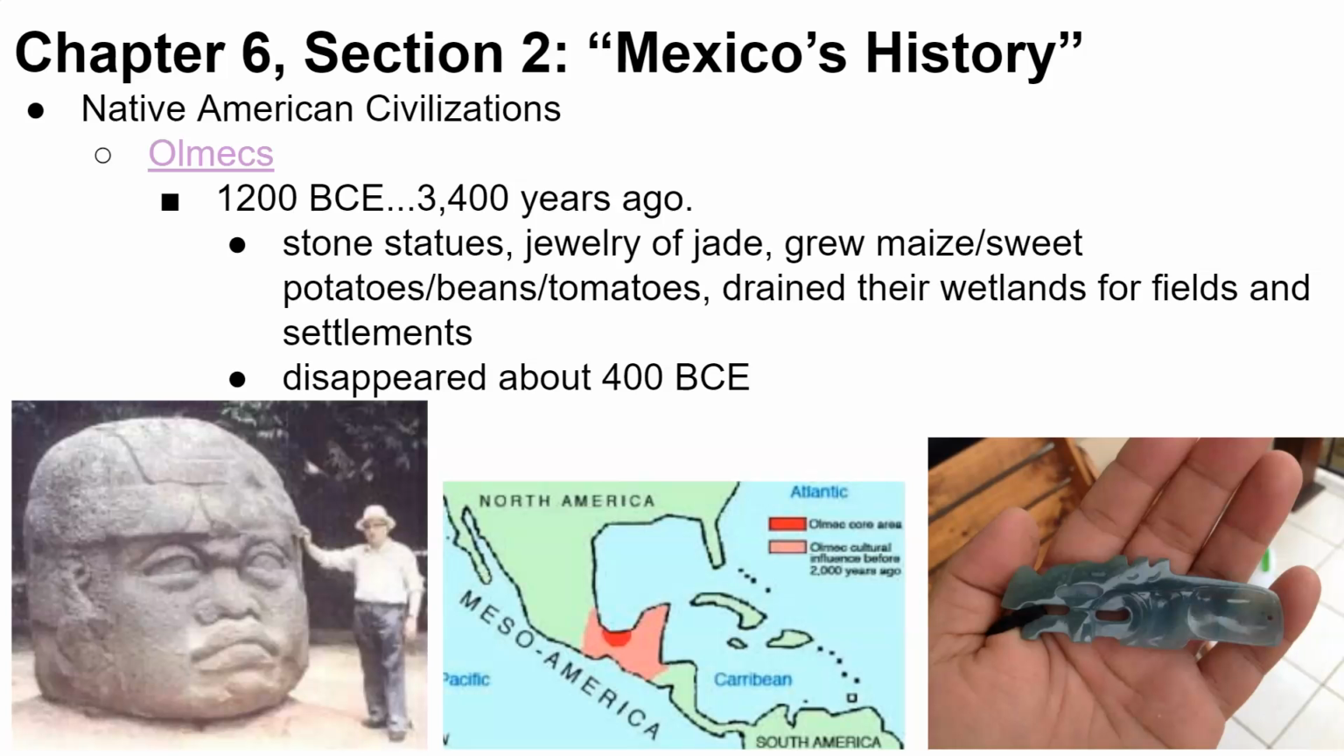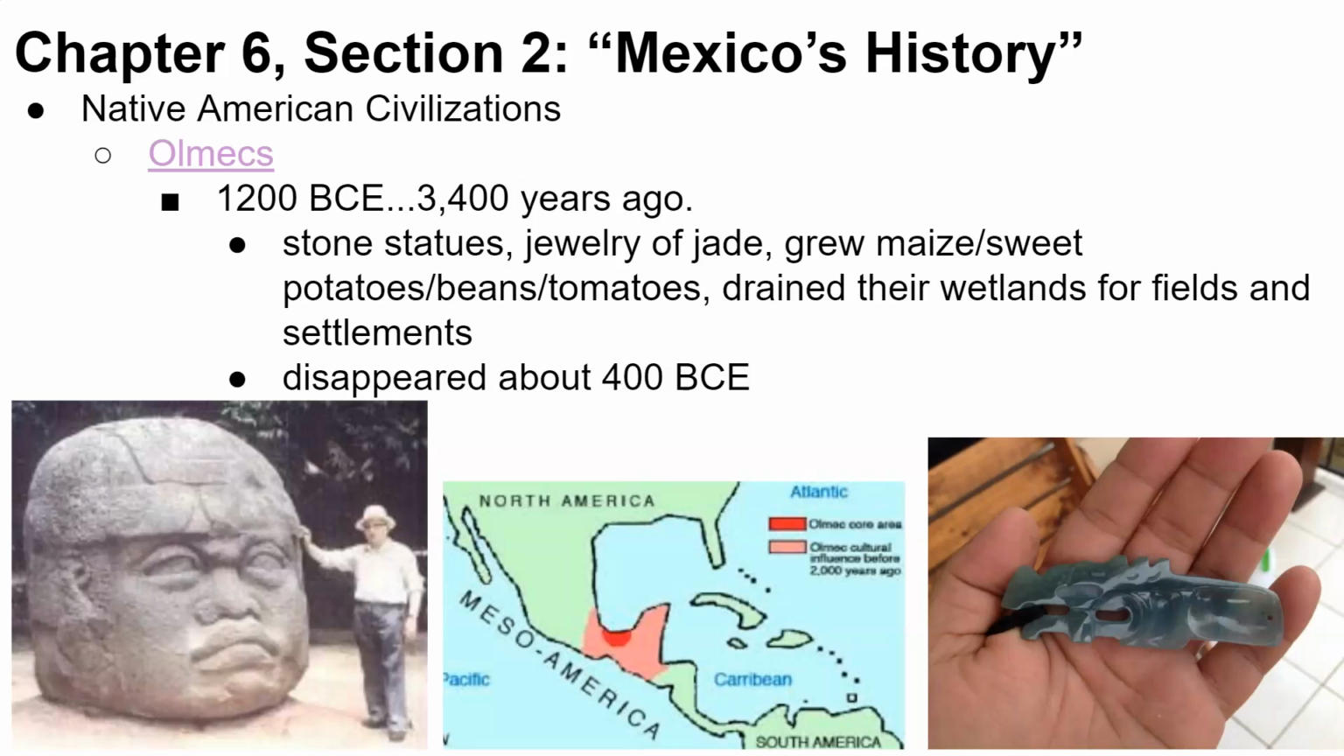They're also known for their jewelry that is made of jade, but they also grew corn, or what is sometimes referred to as maize. And maize is going to make its way into what is now the United States, and later is going to be brought back to Europe. Sweet potatoes are also going to be introduced, starting with the Olmec, certainly beans and tomatoes. And so, what the Olmec were doing is they were draining these wetlands for their fields and for their settlements.